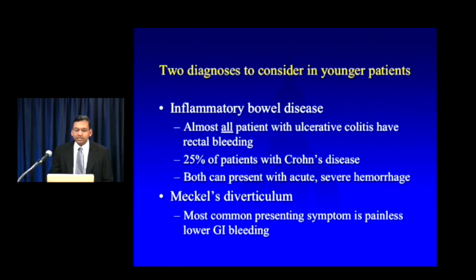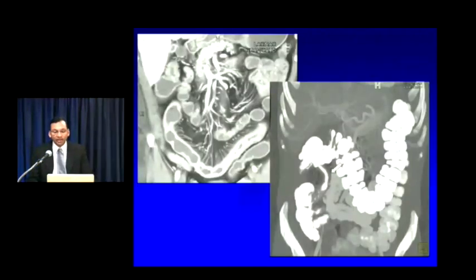Now, the other diagnosis you want to look out for, which, to be honest, and admittedly is very, very difficult to make prospectively, and that's a Meckel's diverticulum. And these patients will often present with painless lower GI bleeding, typically in the pediatric age group. Now, inflammatory bowel disease is not typically a difficult diagnosis.